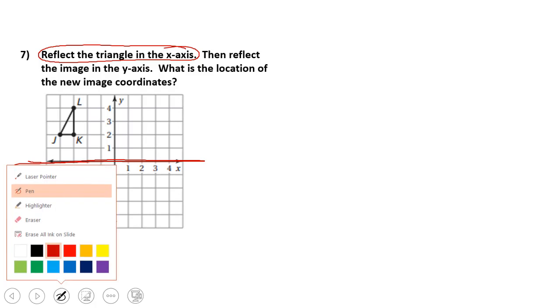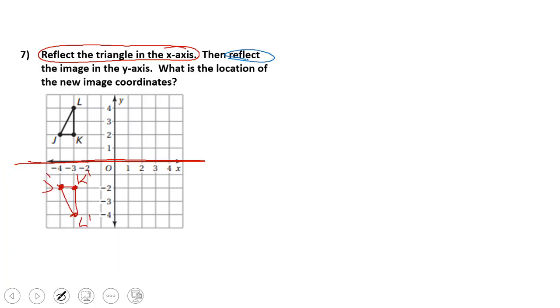And now it says we're going to reflect in the y-axis. So I'm going to highlight my y-axis with blue to show my new image from blue. From the image to my next image. So I'm going to start with L. L is 1, 2, 3. So I go over 1, 2, 3. And here's L prime prime. That's my second image. So the first one is L prime. The second one is L prime prime.